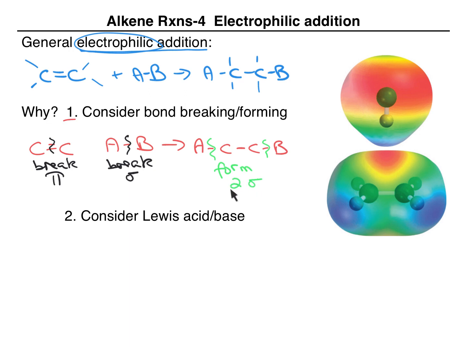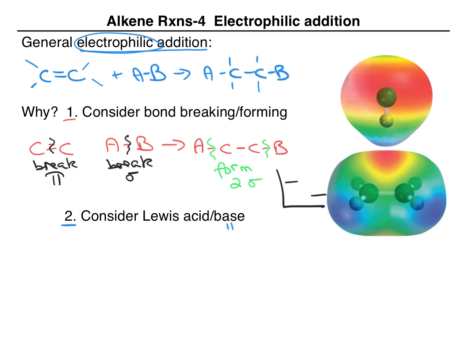Sigma bonds are stronger than pi bonds, so here we have to break a sigma, we form a sigma, but here we break a pi and we gain another sigma. So overall, this product is going to be more stable. In other words, thinking about our starting material compared to our final product, we can see that this reaction will be spontaneous.